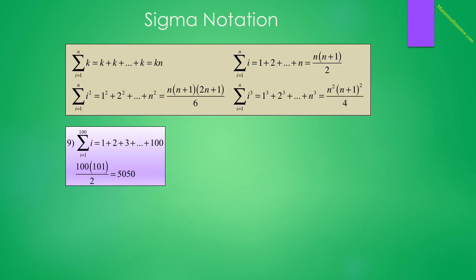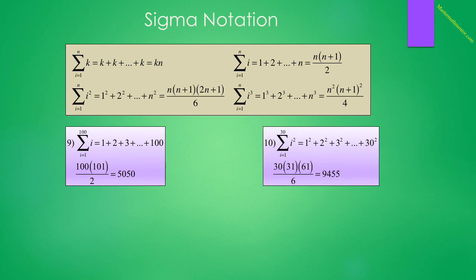Sigma I equals 1 to 100 of I is the sum of the numbers 1 plus 2 plus 3 plus dot dot dot plus 100. There's no way we're going to add up 100 integers, but we can use our formula that says that this will be 100 times 101 over 2, which is 5,050.